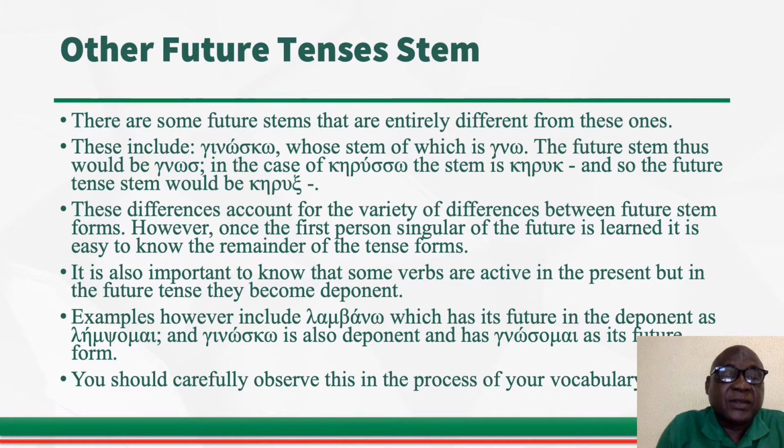However, once your first person singular of the future is learned, it is easy for you to just put in the remaining forms. It is important to know that some verbs are active in the present, but when they come to the future tense, they become deponent. Examples include lambano, which has its future in the deponent as lempsomai. Ginosko is also deponent and it becomes gnosomai. So please, like I've always advised, all these variant tenses should be learnt as vocabularies in their own right.